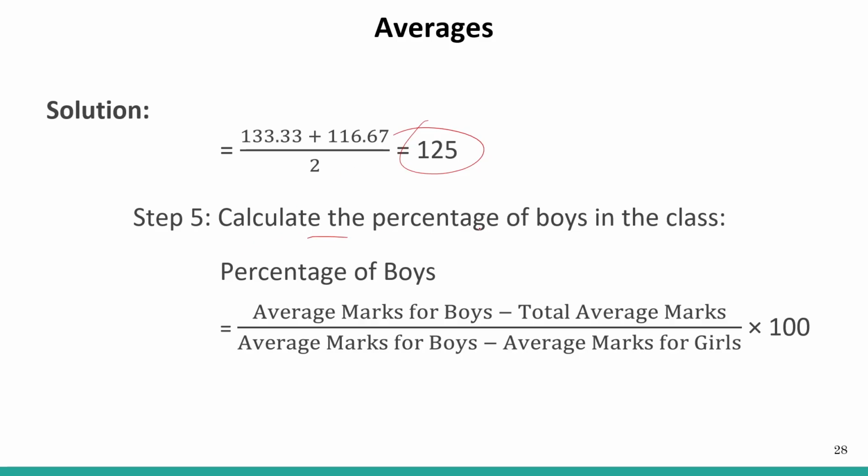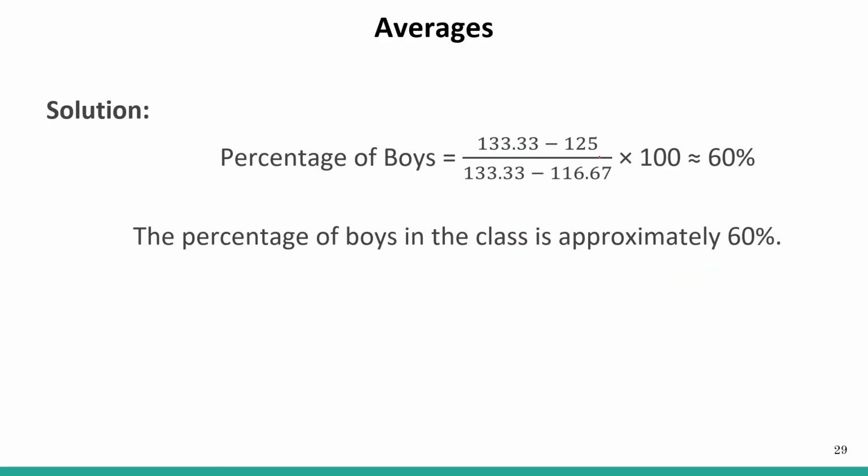So calculating the percentage of boys in the class. Percentage of boys is equal to what? Average marks for boys minus total average marks, average marks of boys minus total average marks of girls into 100. So it will be what? So this will be around 60%. Okay, so the percent of boys in the class is approximately 60%.